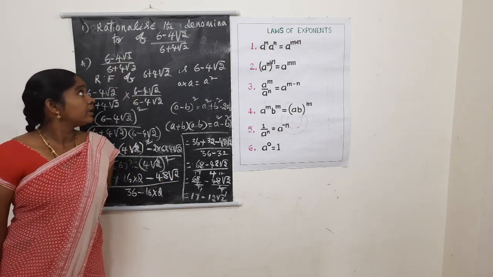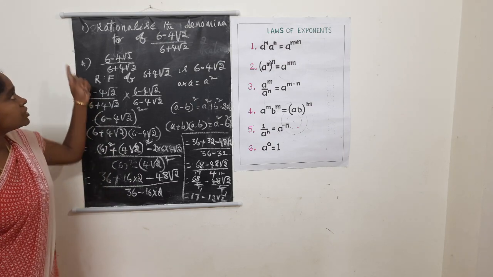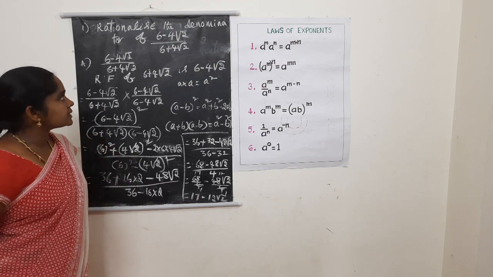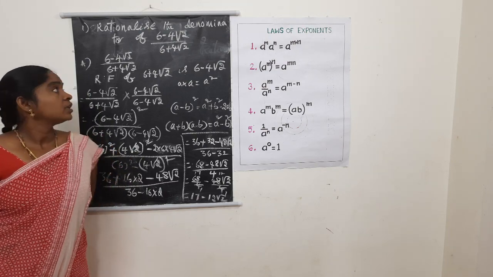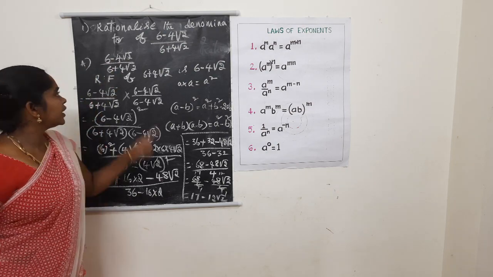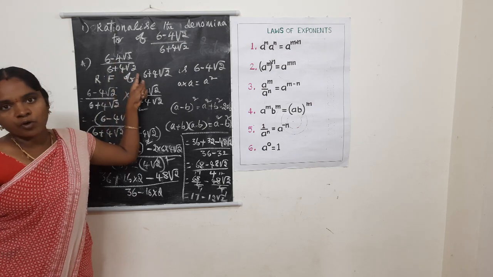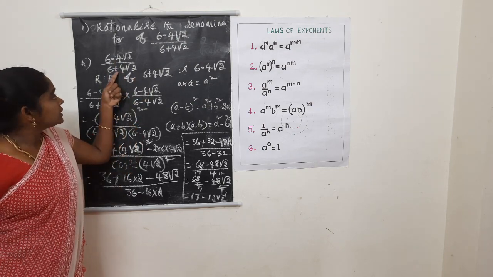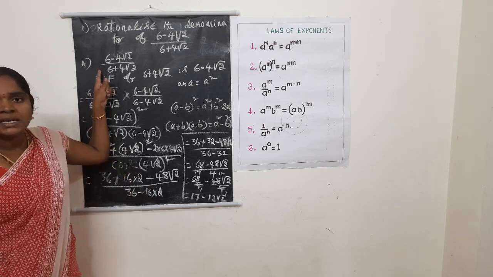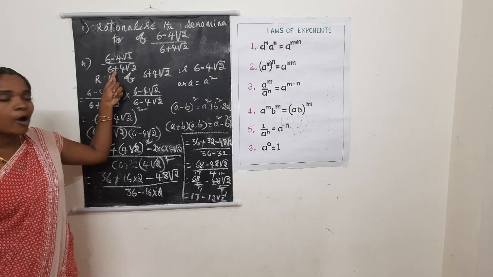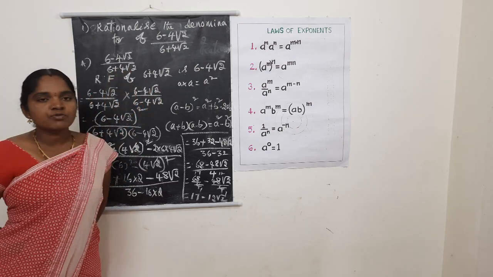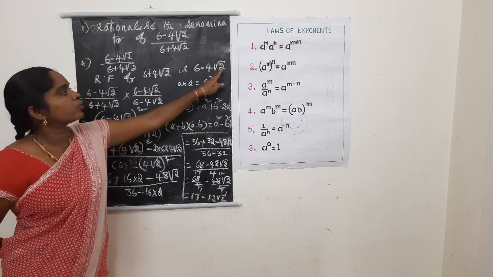So once again I will repeat. First, rationalize the denominator of 6 minus 4 root 2 by 6 plus 4 root 2. Students, in the denominator we have 6 plus 4 root 2, so this is a binomial expression. How to rationalize this binomial expression? Just change this symbol. If we have plus, we have to multiply with minus. So the rationalizing factor of 6 plus 4 root 2 is 6 minus 4 root 2.